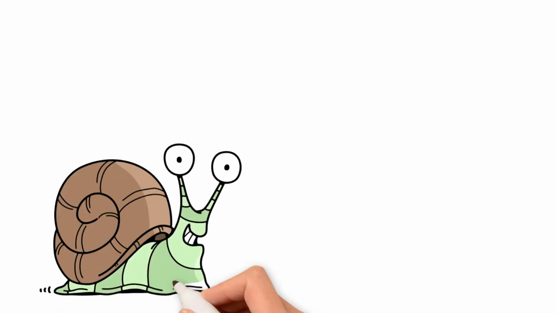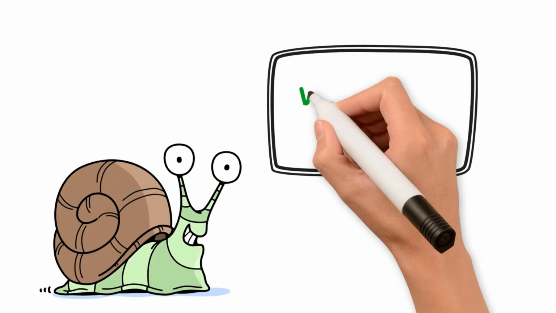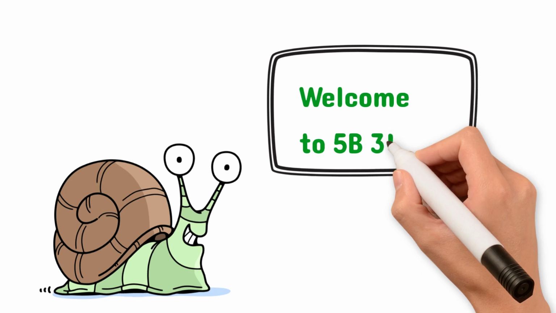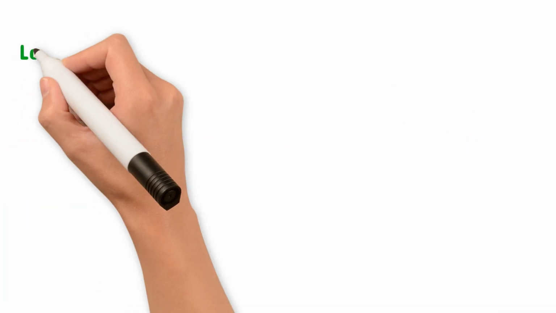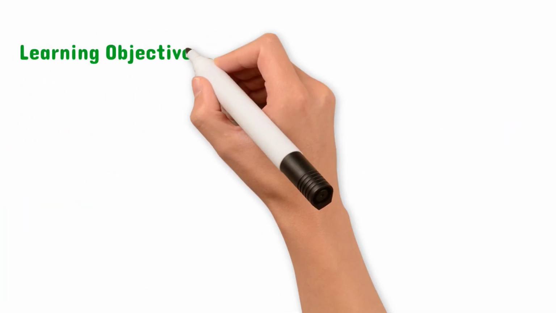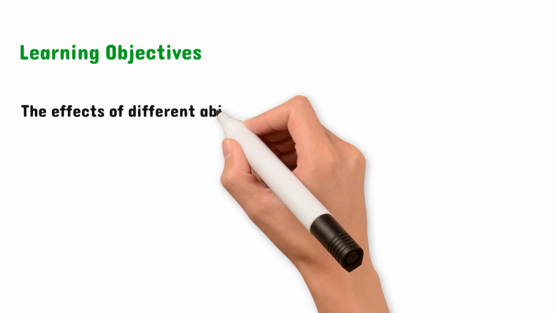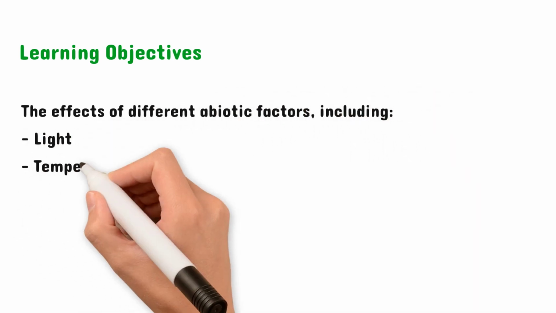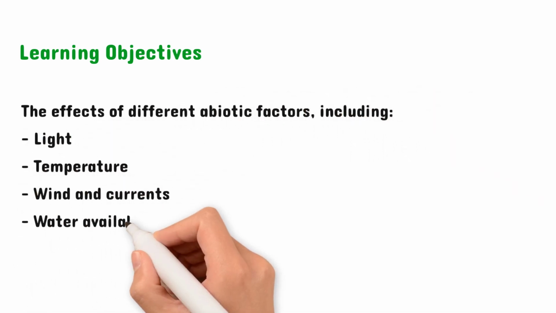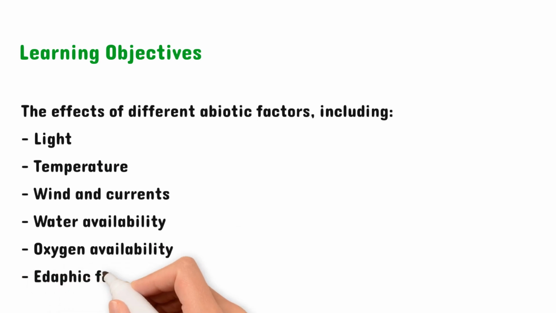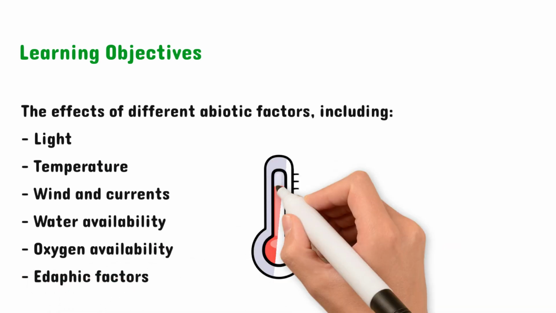Brilliant Biology. Today we're diving into topic 5b3, the effect of abiotic factors. By the end of this video, you should learn the effects of different abiotic factors, which include light, temperature, wind and currents, water availability, oxygen availability, and even edaphic factors.